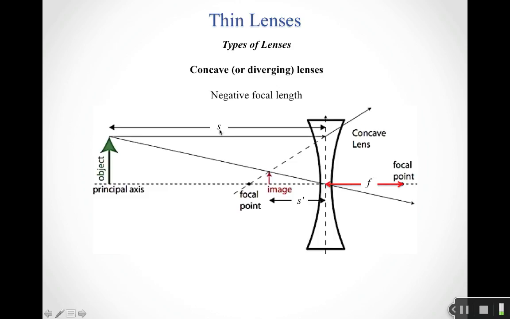So again, we still have our object distance, the distance from the object to the lens. We have our image distance, the distance from the image to the lens. So here's still our three distances that we care about.